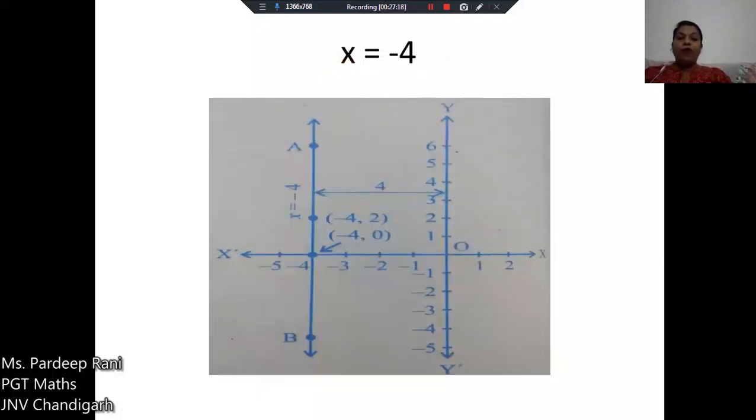Now to draw the graph of x equal to minus 4 in the Cartesian plane. This is your x-axis, this is your y-axis. As we have to mark x equal to minus 4, so we move towards negative direction of x-axis and we take fixed value of x, that is minus 4, with distinct values of y as 0, as 2, etc. And we get this line AB, which is parallel to y-axis at 4 units towards the negative direction of x-axis, representing the line x equal to minus 4.